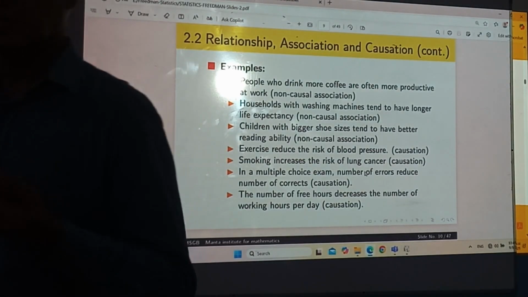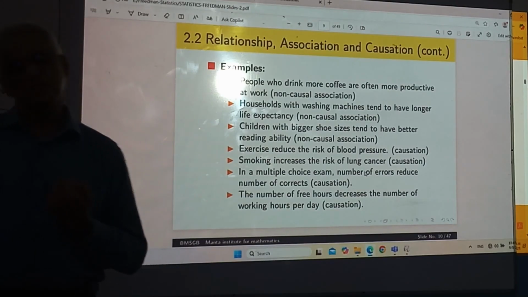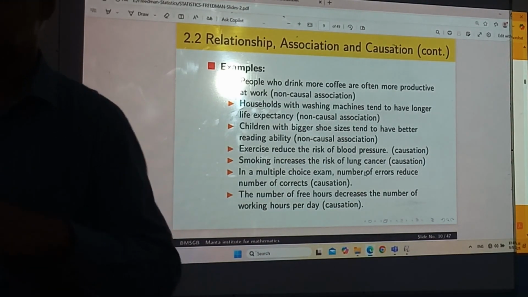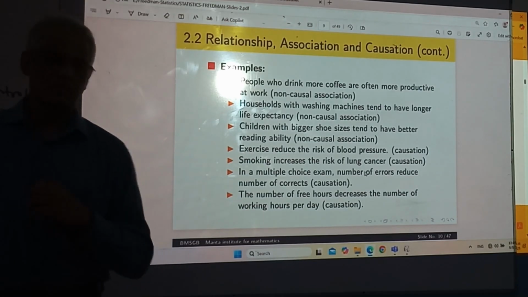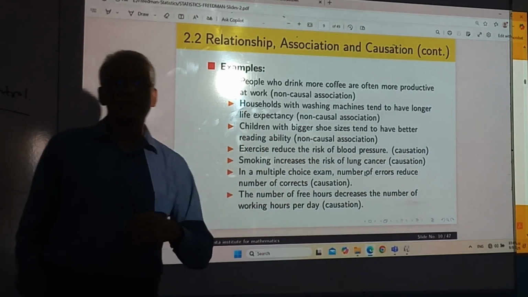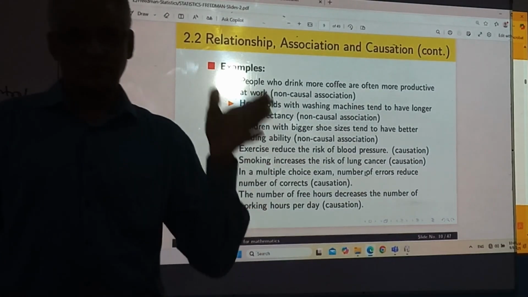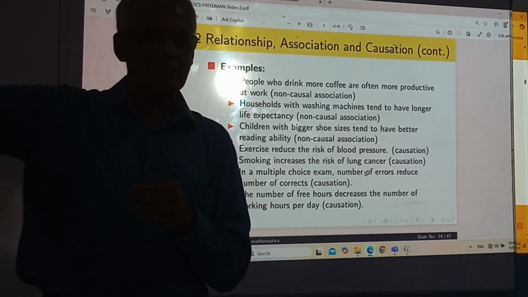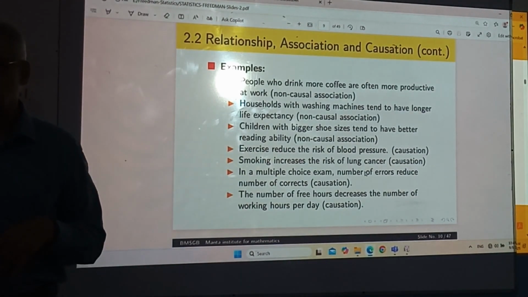So that's a mathematical relationship. It's not a statistical association. In that sense, we say it's a mathematical relationship. We don't call it an association. But some might say it's a causation also, because when you reduce one, the other one automatically increases definitely, right? So in that sense, some might say it's a causation also.